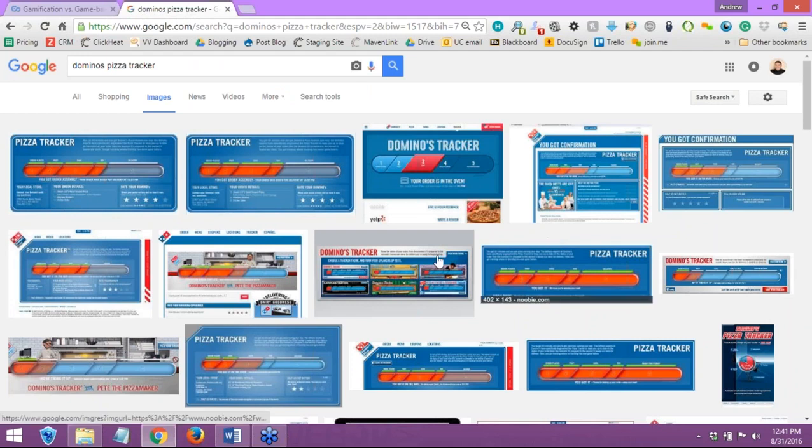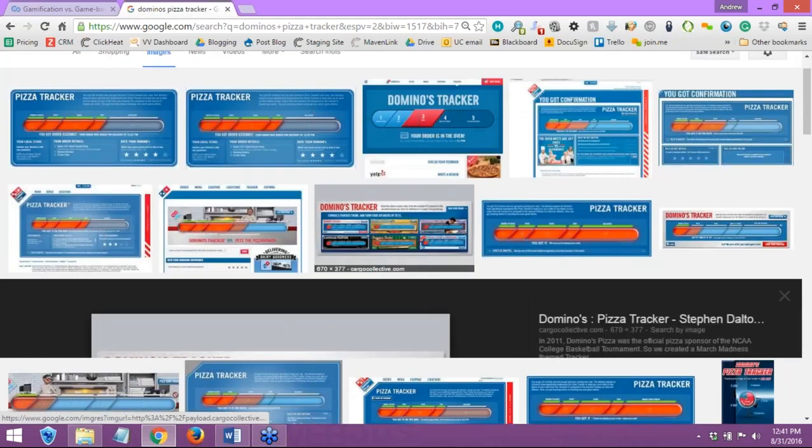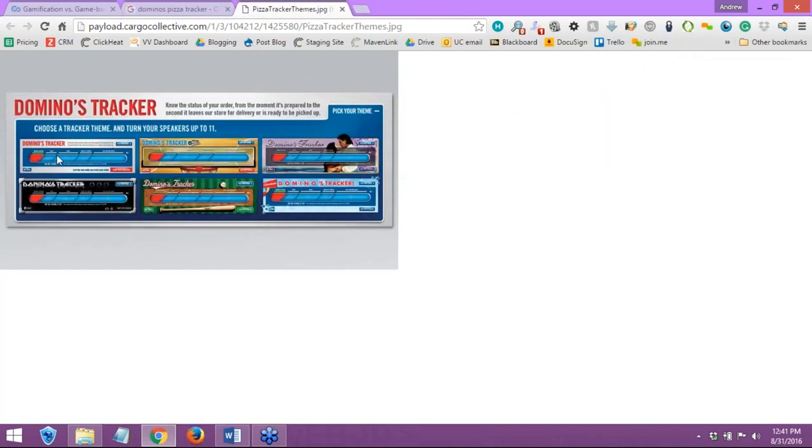So this is the Domino's Pizza Tracker. All it does is tell you where your pizza is, from the time you ordered to when it arrives at your door. They built six different themes for this Pizza Tracker. This is a great example of gameful design, where there's not an actual game built for it, but it gives you something fun and playful while you wait. And that is a great example of what gameful design is.